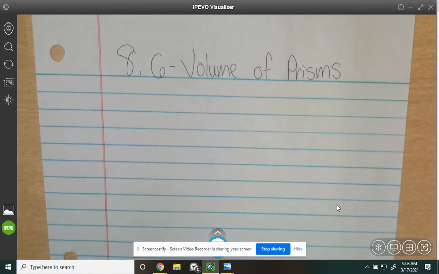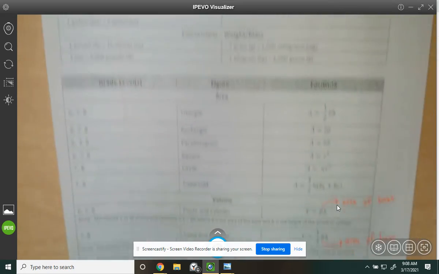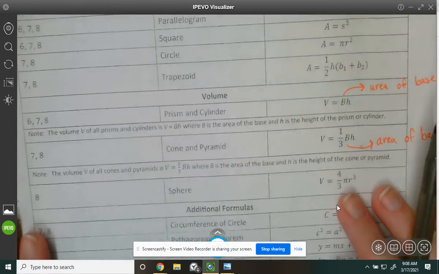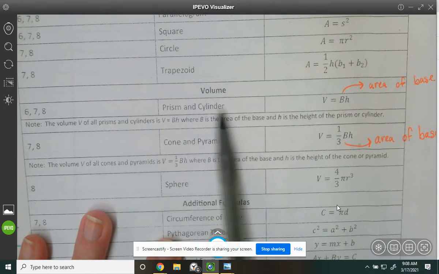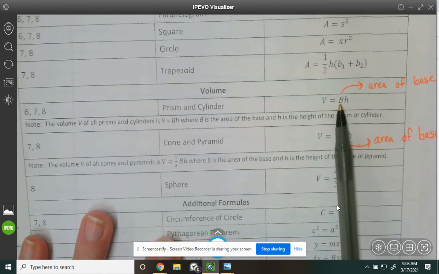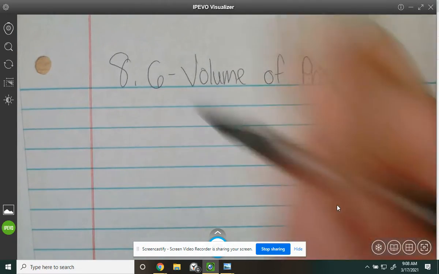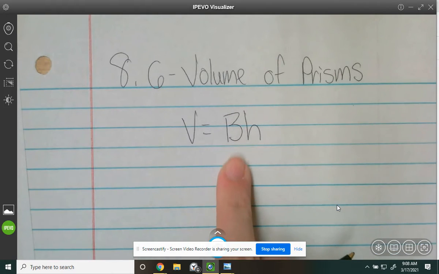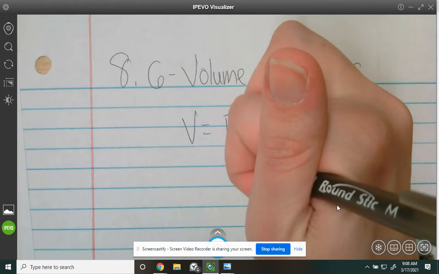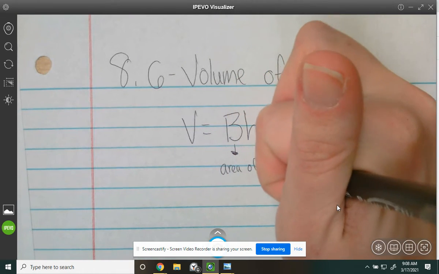So if you guys get out your reference sheets, you will see that volume is actually on my reference sheet as well. So today we're doing volume of prisms. If you look here, volume of a prism, V equals a capital B and H. So I want us to write that down in our notes. V equals a capital B and H. Now that B does not just stand for base. If you look in your reference sheet, it tells you it stands for the area of the base.